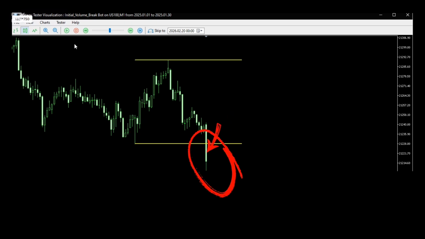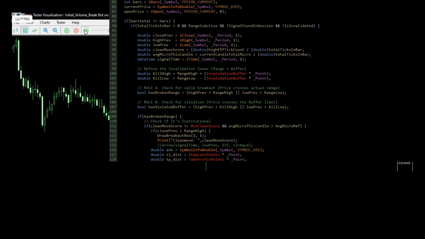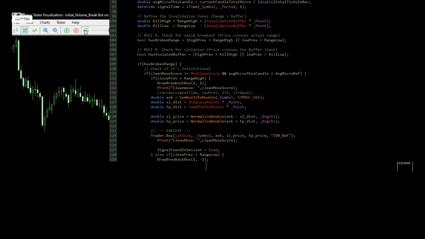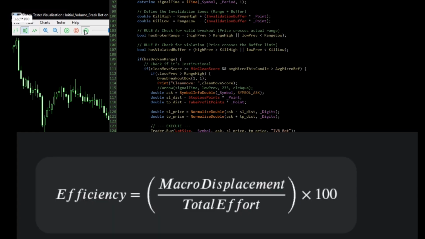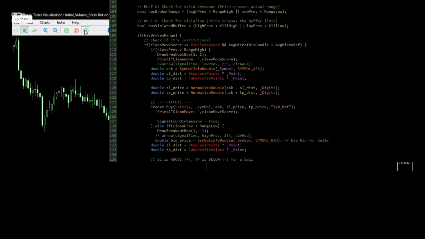But how does a bot know the difference between a retail fake break and a true institutional move? This is the genius part of the code. Look at the screen. Section 4 of our evaluation logic doesn't just look at price. It looks at the DNA of the candle using two formulas, the efficiency ratio and the clean move score.